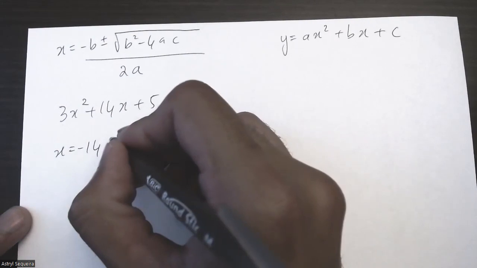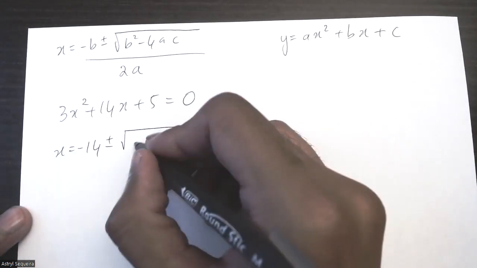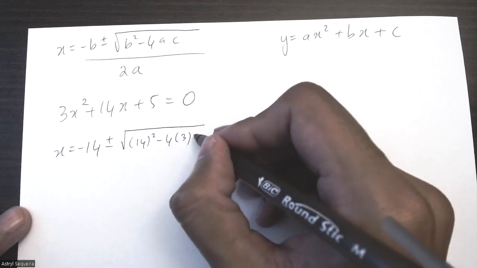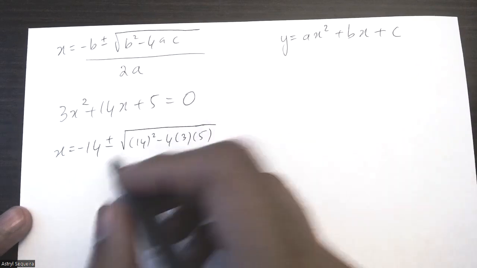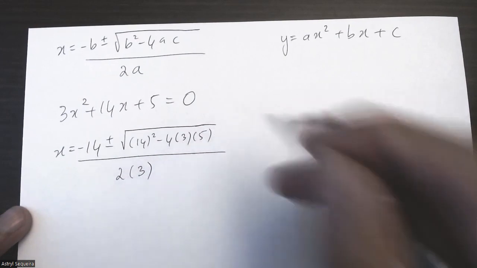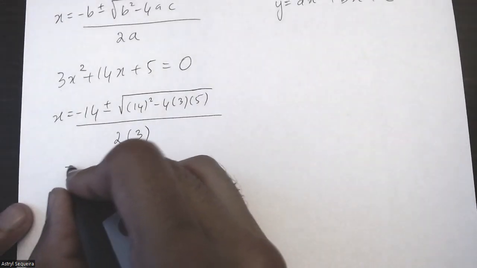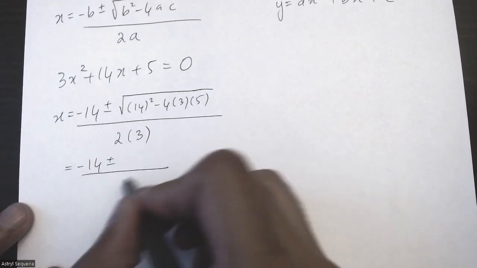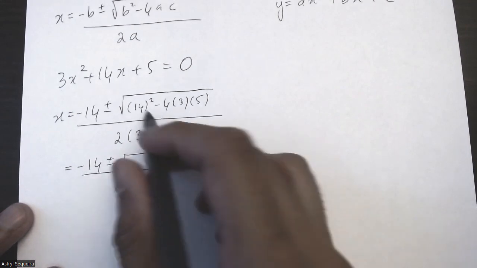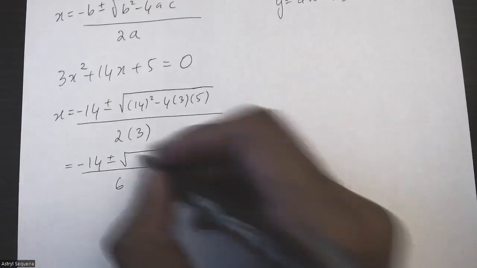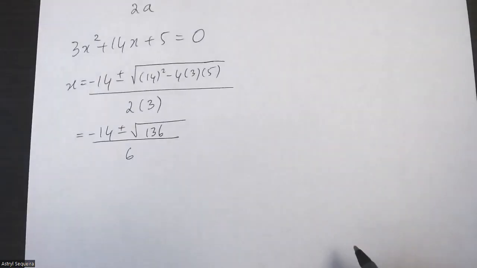x equals negative 14 plus or minus the square root of 14 squared minus 4 times 3 times 5, divided by 2 times 3. Then we want to do this in 2 steps. Negative 14 plus or minus, and then the bottom is 6. And I'll put that whole thing in my calculator. 14 squared minus 4 times 3 times 5 is just 136.